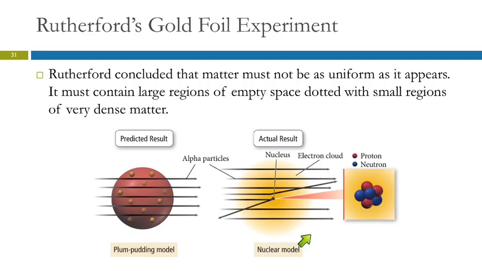And so this is the nuclear model. He called this the nucleus. Inside the nucleus, we have protons and neutrons, and outside the nucleus are the electrons doing something.